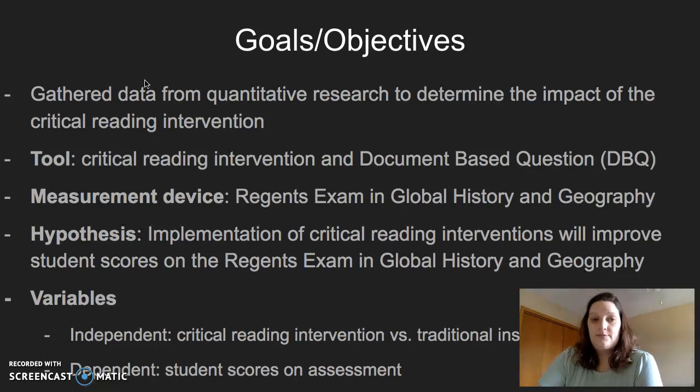The measurement or assessment device was the Regents exam in Global History and Geography, which was developed by the state of New York. And my original hypothesis: the implementation of critical reading interventions will improve student scores on the Regents exam in Global History and Geography. Our two different variables here: the independent variable was whether students received the critical reading intervention, the DBQ, versus whether they just received traditional instruction. And the dependent variable was student scores on that Regents assessment.